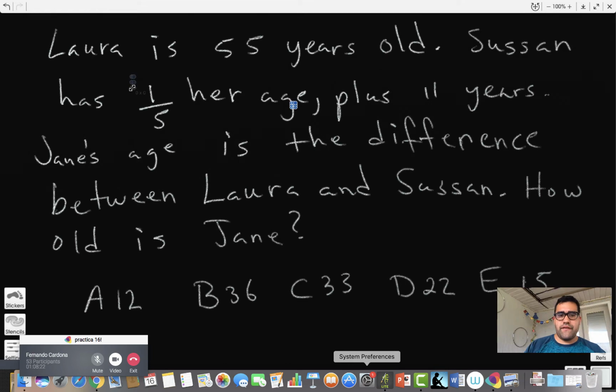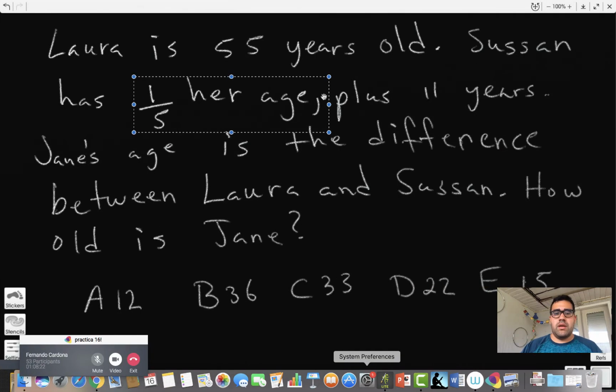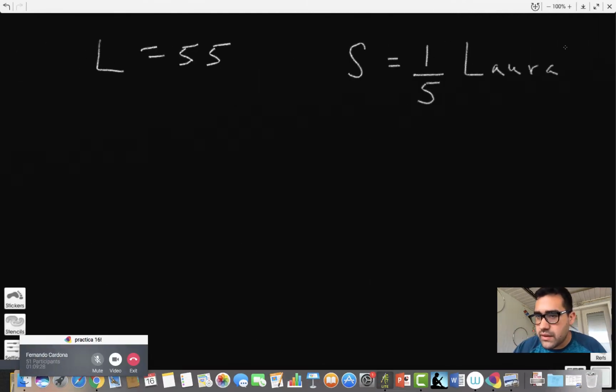Susan has 1/5 her age. Susan es un quinto de la edad de ella. Susan is 1/5 her age. Susan equals 1/5 her age, Laura. 1/5 Laura age. Un quinto la edad de Laura. Plus 11 years. Plus 11 años. Plus 11.